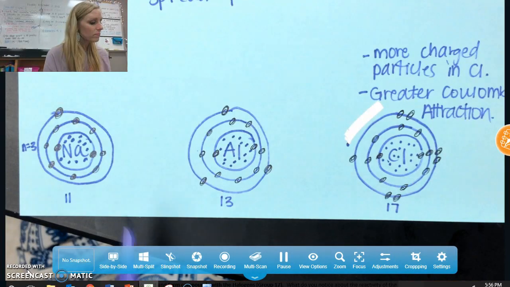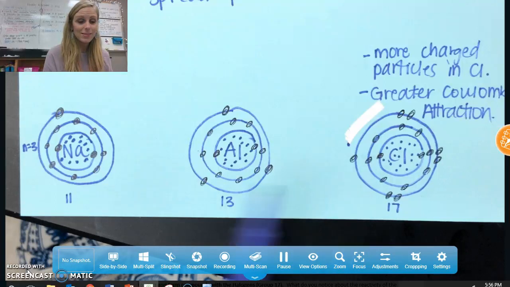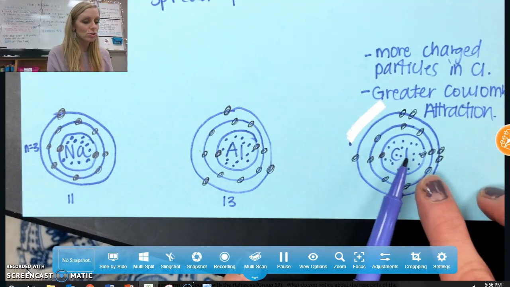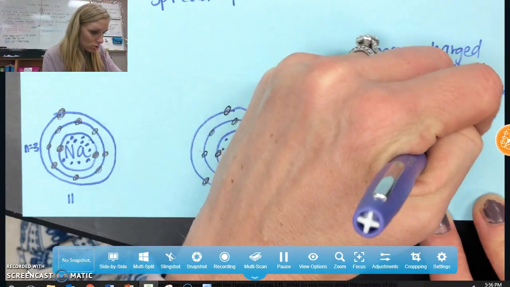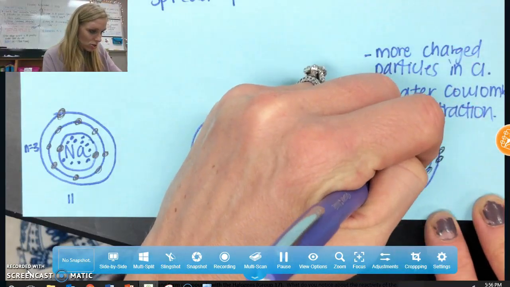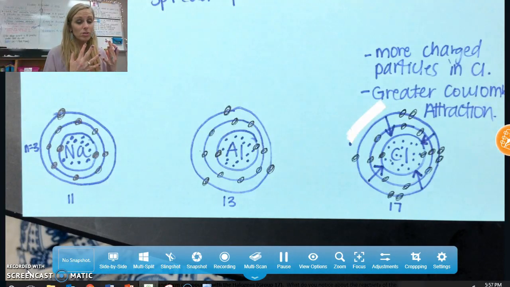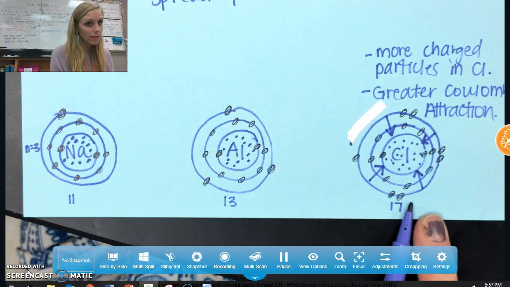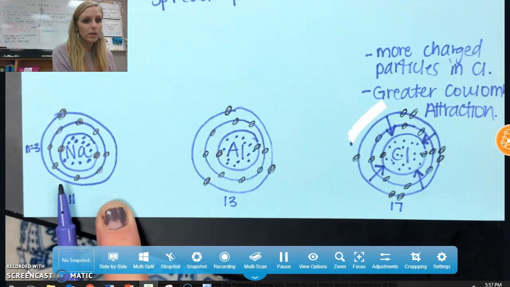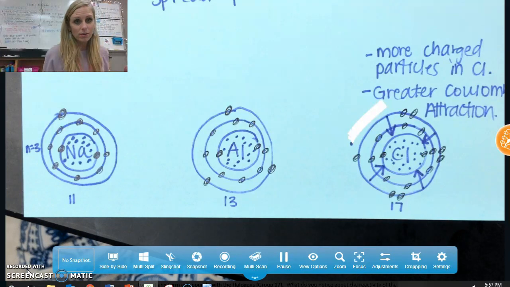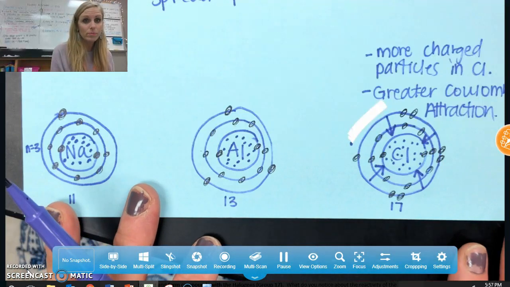So technically, they should be the same size because they have 3 energy levels, but the strength of this nucleus is going to be pulling with a stronger force of attraction on those energy levels. Okay, so chlorine, even though he has 3 energy levels, is actually a little bit smaller than sodium. Okay, that's your first periodic trend that you're going to be learning about on Monday. So that's a trend for atomic radius.